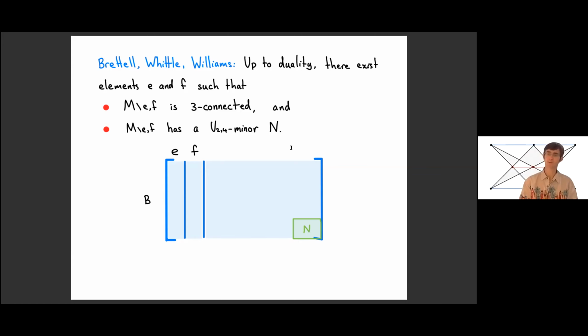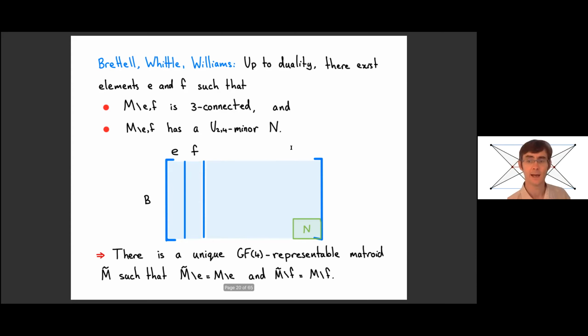But that matroid, because N is a stabilizer, has a unique representation. So when I delete E and when I delete F, I can assume that I'm getting the same representation on M delete EF. I just apply a field automorphism and scaling to one of the matrices. And then I can put those two things together and get a GF4 representable matroid that agrees with M when I delete either E or F. Basically I find this thing that's sort of wanting to be a representation of M.